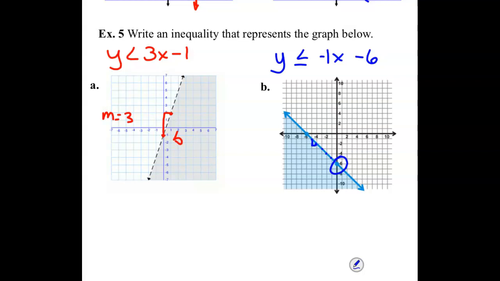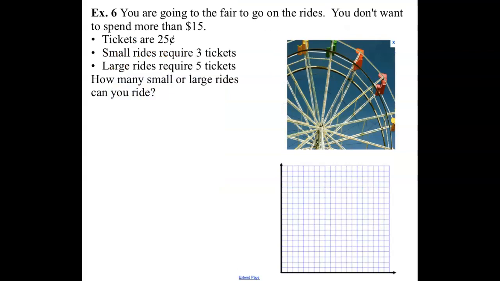All right. Take a minute and read through the next example. Talk with your partners about your starting process. I don't want you to actually solve it, just how would you get it started? So in example 6, it says we're going to go to the fair to go on the rides. We don't want to spend more than $15. Tickets are 25 cents. The small rides require 3 tickets. The large rides require 5 tickets. How many small or large rides can we go on?